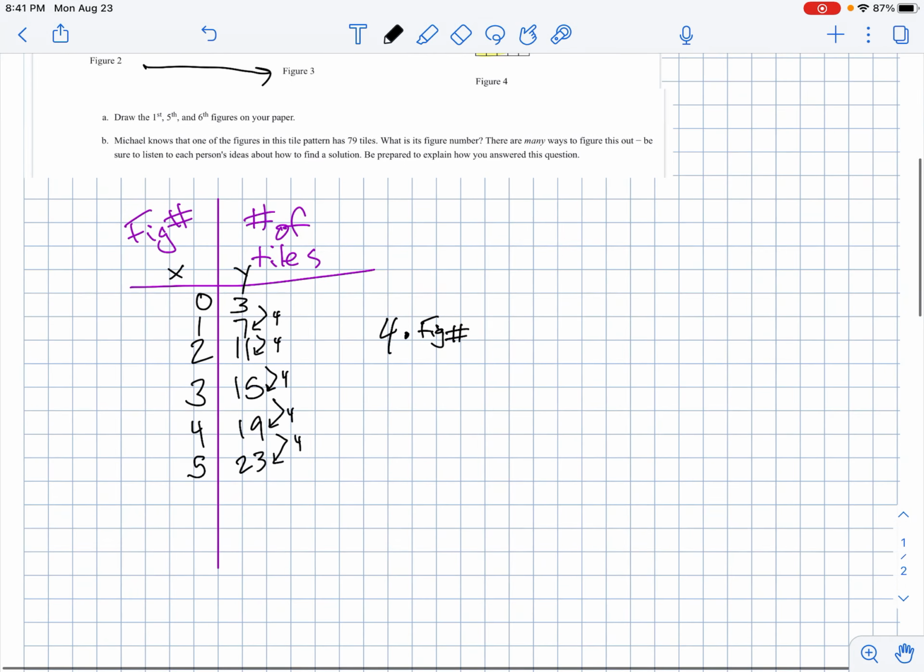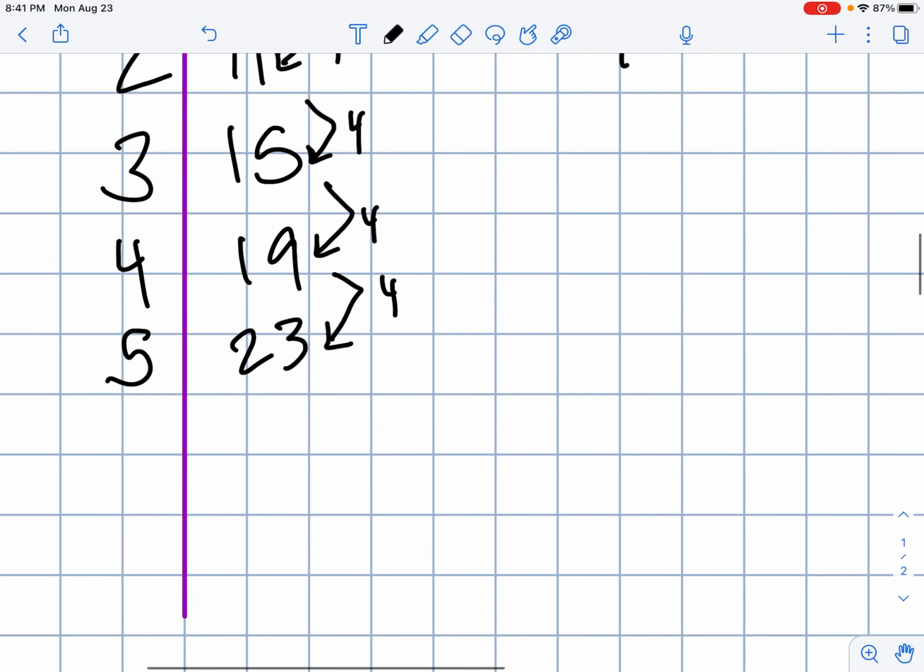4 times the figure number. Now, what happens if we take the figure number times 4? Look at this. Figure 3 times 4 is 12, not 15. Figure 4 times 4 is 16, not 19. Figure 5 times 4 is 20, not 23.